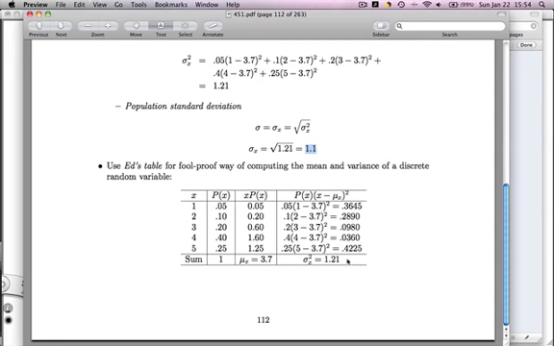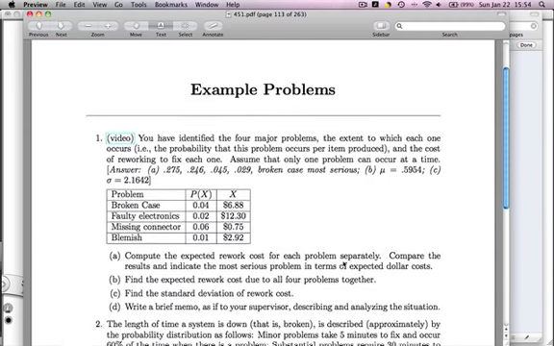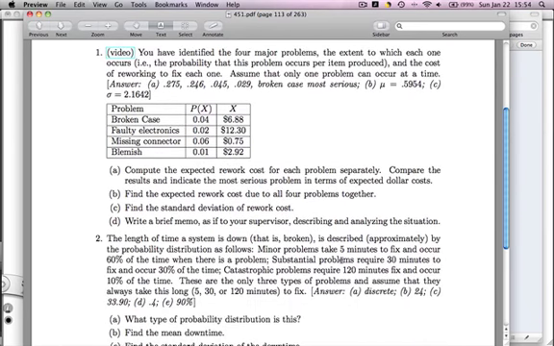So that's about it for these little discrete random variables. You should now be doing the first 8 problems or so in Siegel, and make sure you watch the videos for some of these problems.